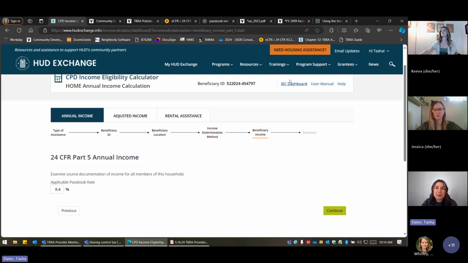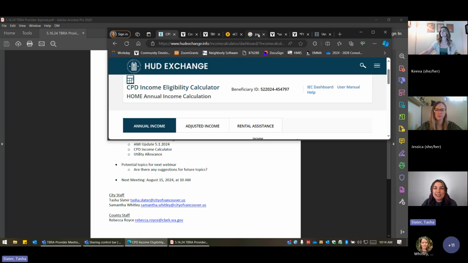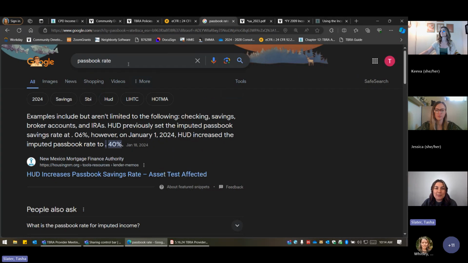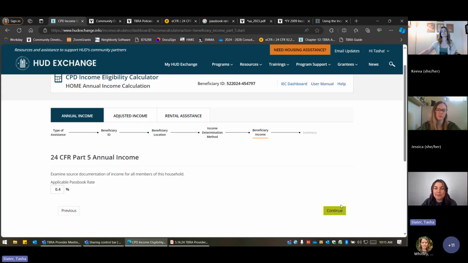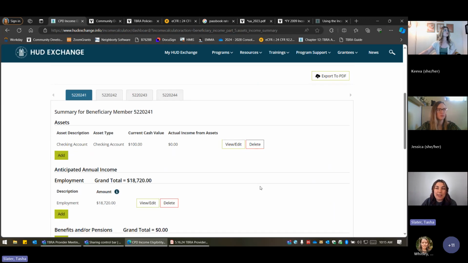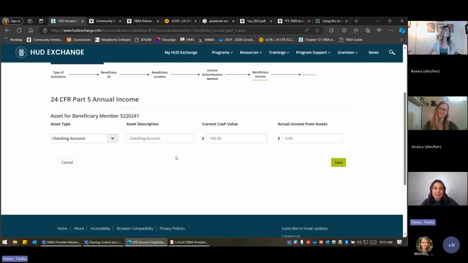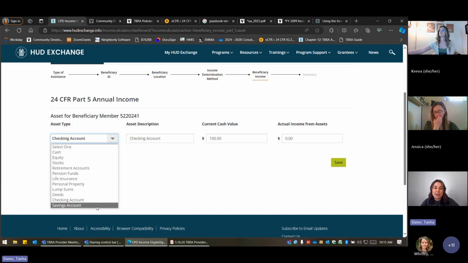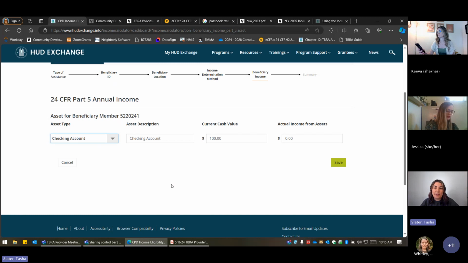And then it'll ask you for the passbook rate. Again, I just Googled passbook rate, and as of January 1st, 2024, it is 0.40%. So that is what you put in there. And then you start to put in income. In this case, I said the household has a checking account with $100 in it. For their assets, you can add in different assets depending on what the household has. It will list it all out for you.